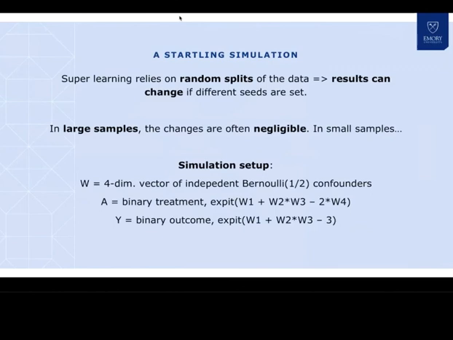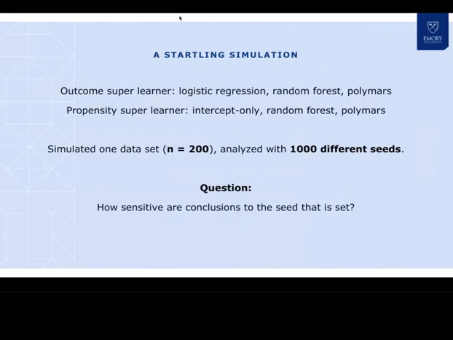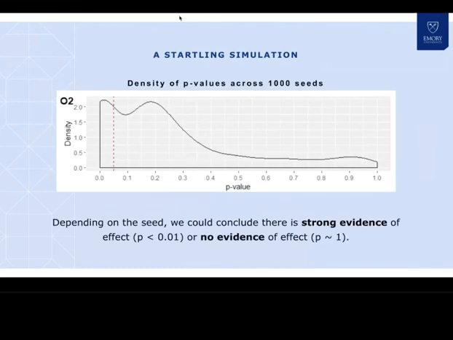So here's a very simple simulation of a point treatment problem where you have four binary confounders, logistic regression describing the treatment probability, and logistic regression describing the outcome. If you go to the next slide, what we did here was a very basic targeted learning analysis. We fit a superlearner for the outcome and a superlearner for the propensity score on one data set of size 200. Then we did this repeatedly on that same data set, setting a different seed, fitting the superlearner, and doing the TMLE, for 1,000 different seeds.